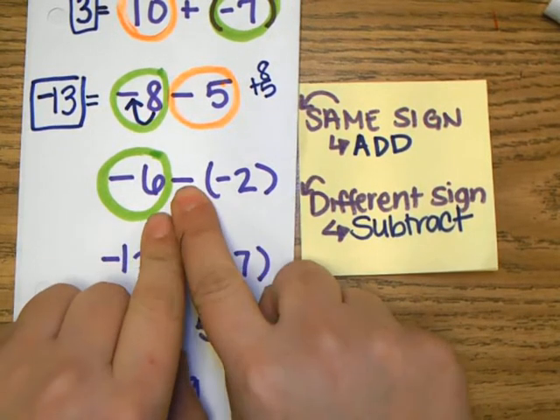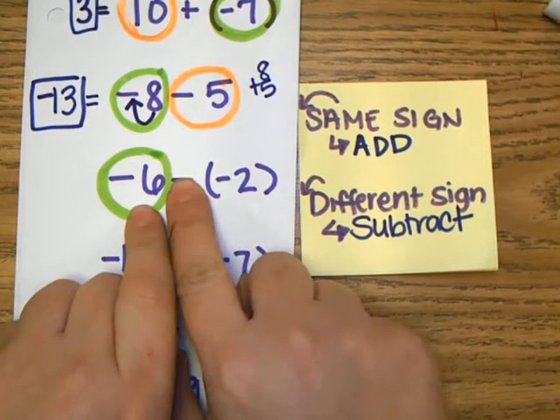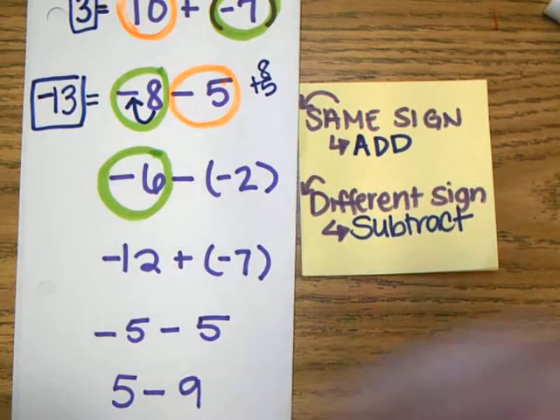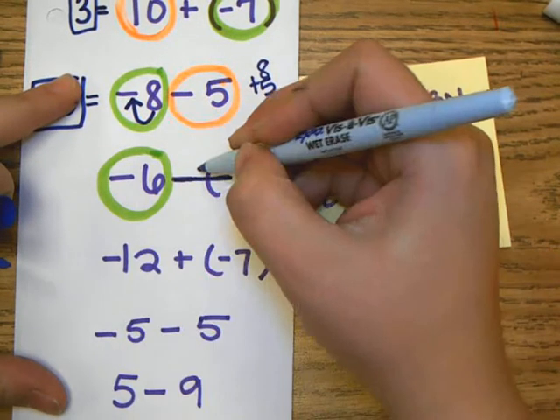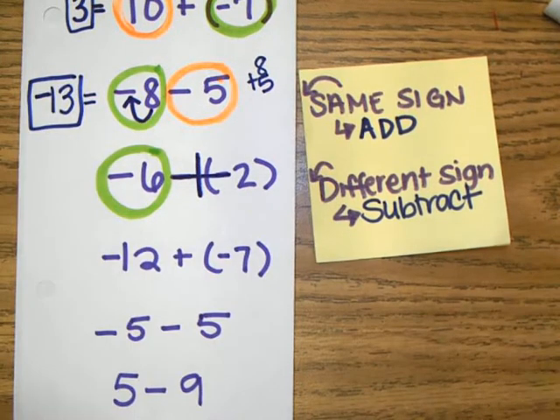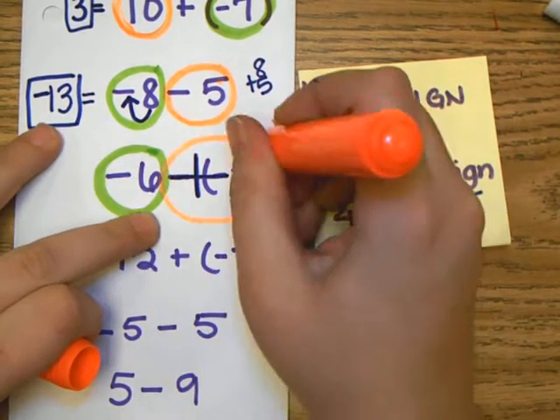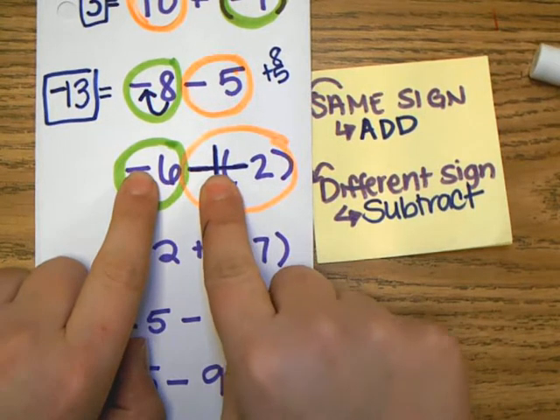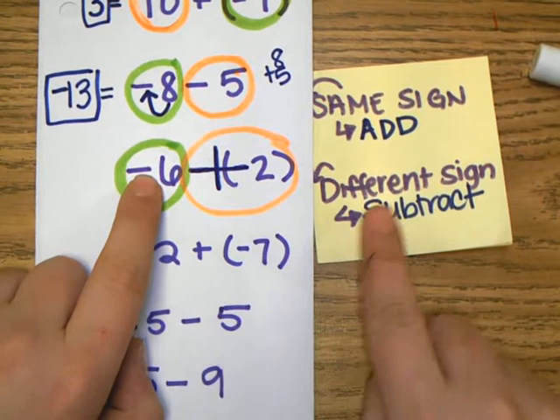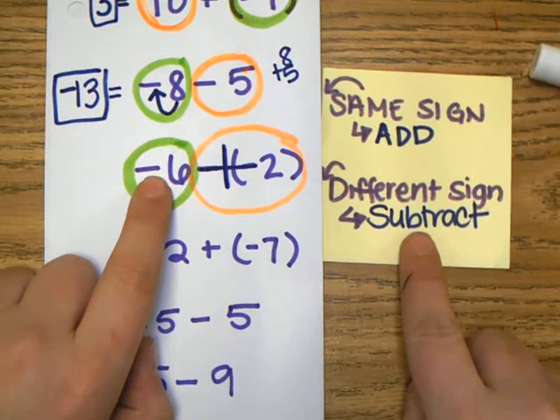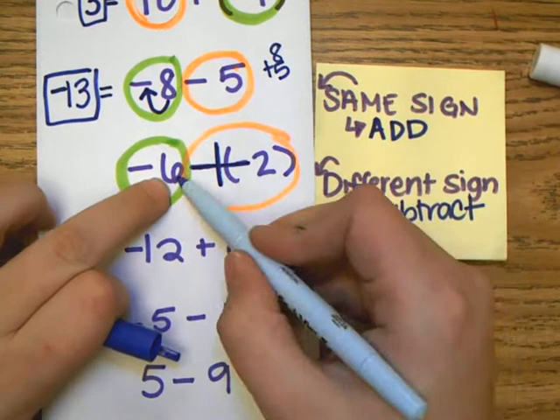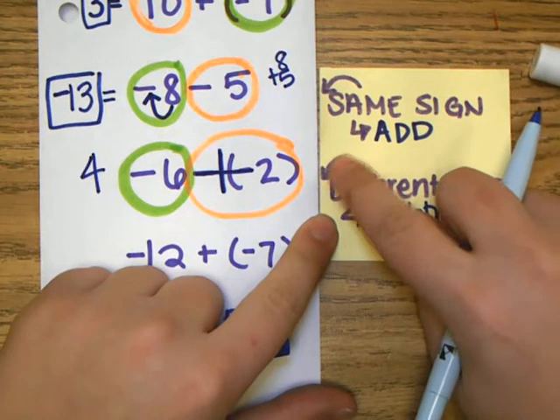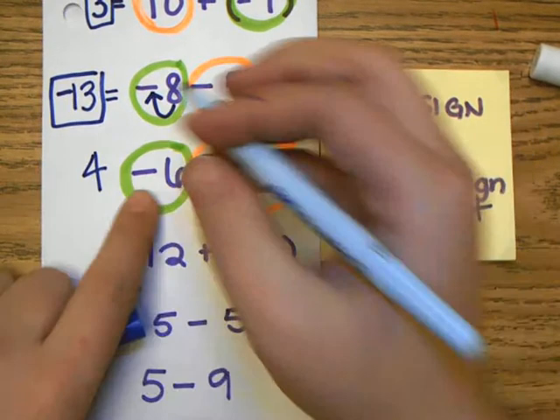Okay, so we have a negative 6. And then here, this says the opposite of negative 2. The opposite of negative 2 is positive 2. So before we circle, we're going to make this into a positive. So this is a positive 2. They are different. One is negative, one is now positive. So because they're different, we will subtract. So 6 take away 2 is 4.